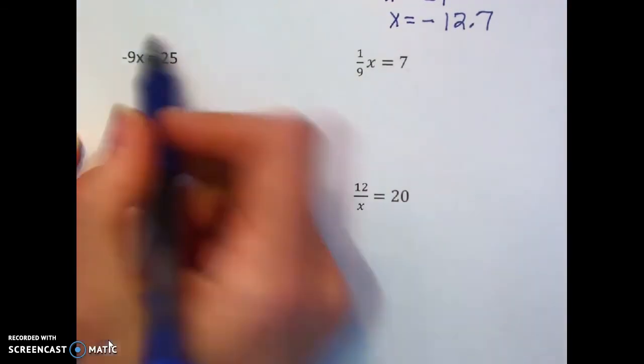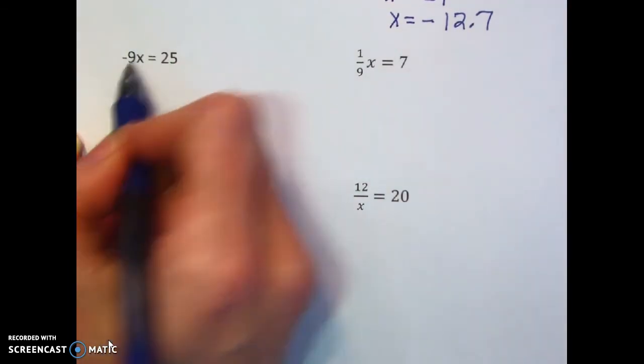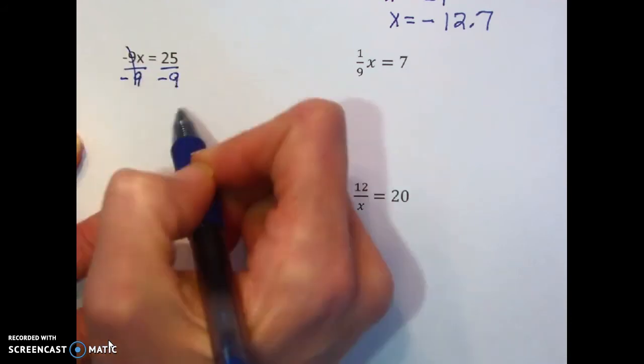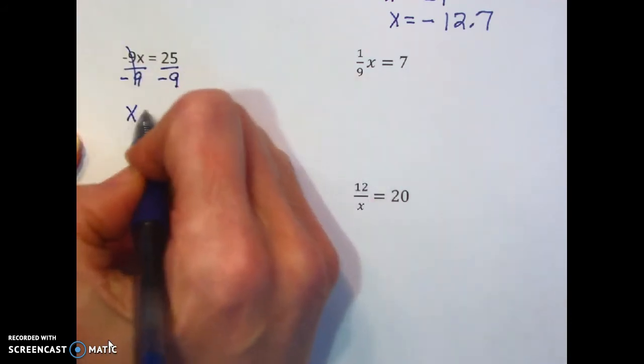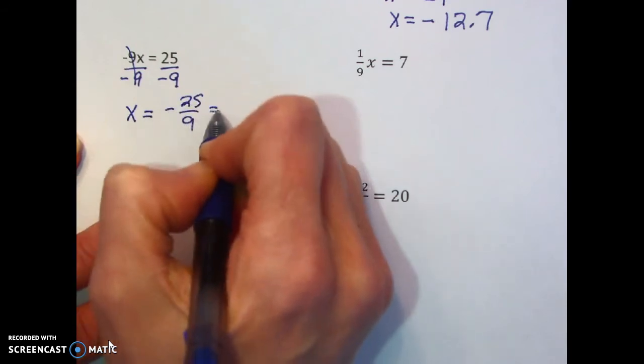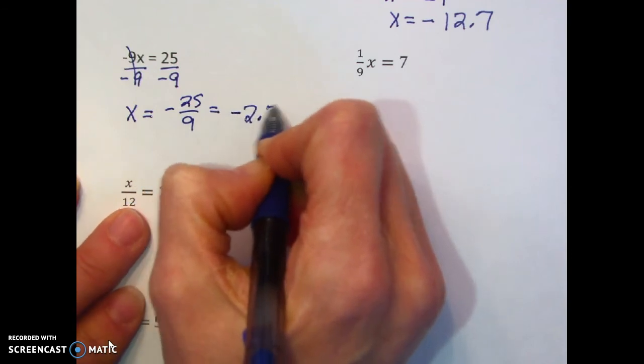Okay, here's another one. Multiplication. So therefore we divide to get rid of it. Do the same thing on the other side. Divide by negative 9. X equals negative 25 over 9, or if you prefer a decimal, negative 2.7 repeating.